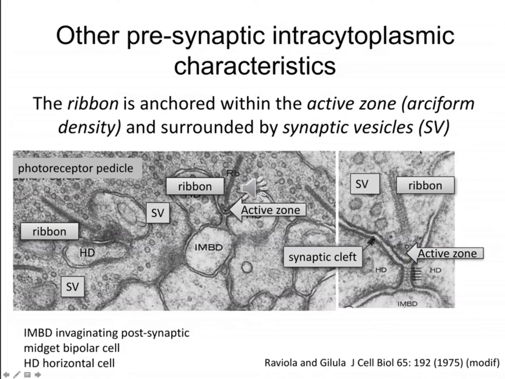The ribbon itself is anchored within the so-called active zone, also called arciform density because of its shape. Both ribbon and active zones are surrounded by numerous synaptic vesicles. We come to this point later on. The various morphological differentiations within the cytoplasm and at the plasma membrane are puzzling, and their function remained vague until a new electron microscopic technique was available also for biological samples.